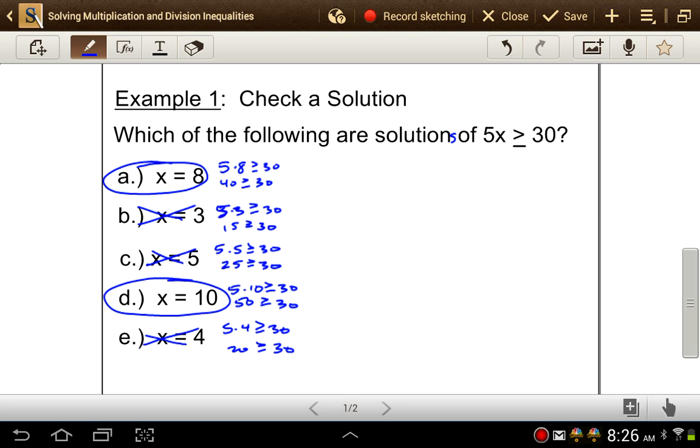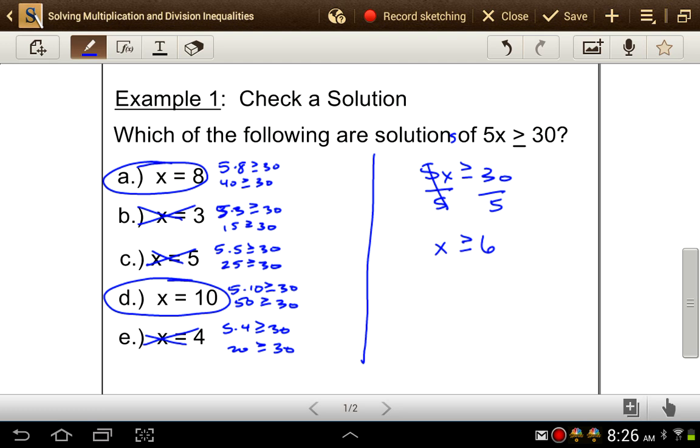The other way, second way, would be to actually just solve this inequality. So if 5x is greater than or equal to 30, I can solve it. Divide both sides by 5. Since I'm multiplying, the inverse operation is to divide. 5 divided by 5 is 1, so I get x is greater than or equal to 30 divided by 5, which is 6. So x is greater than or equal to 6.